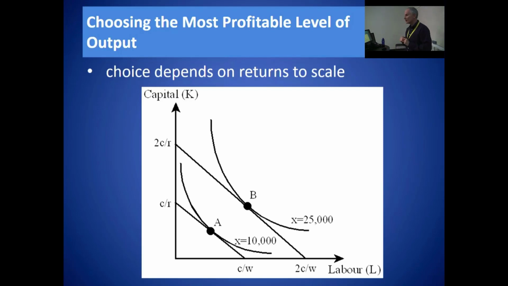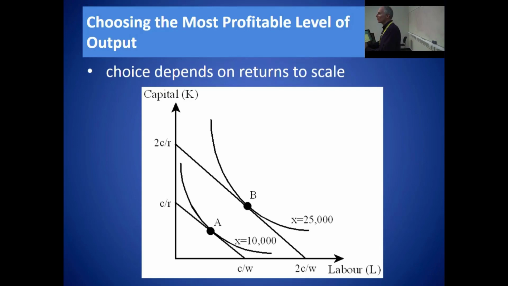Now what the firm does, it doubles everything. Rather than employing 1 unit of labour, it now employs 2. Rather than employing 1 unit of capital, it now employs 2 units. So it absolutely doubles everything. Whatever it might have done before at point A, it doubles everything. What's going to happen to its costs?